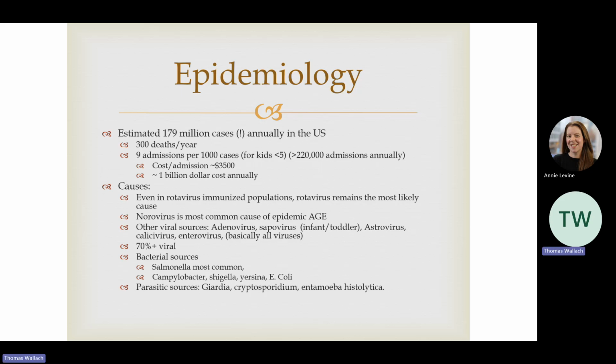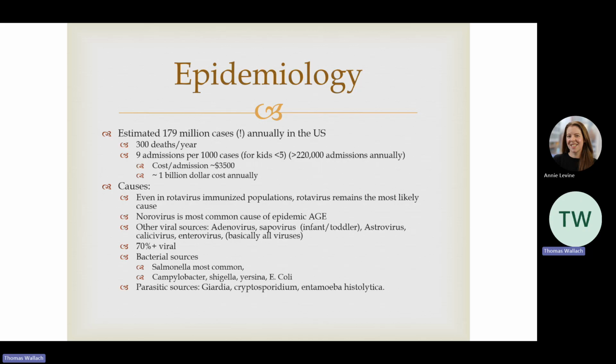So there are 179 million cases annually in the US. This is an old number. I don't know what the current number is, but we could find out on TriNetX, and maybe we should. There are 9 admissions per 1,000 cases in kids, which is over 220,000 admissions annually. This is a cost per admission of, let's see, does that say about $1,500? I can't read. 3,500? 3,500 for a $1 billion cost annually.